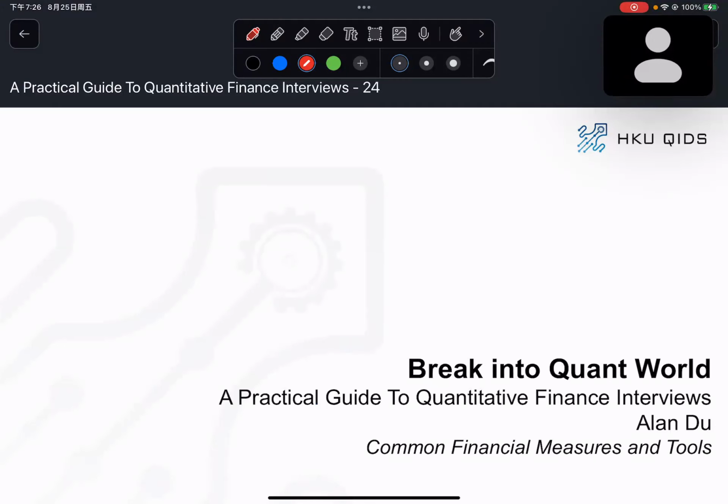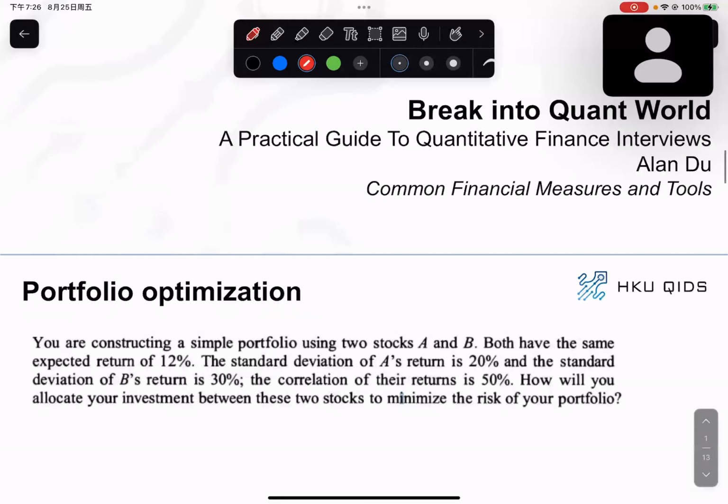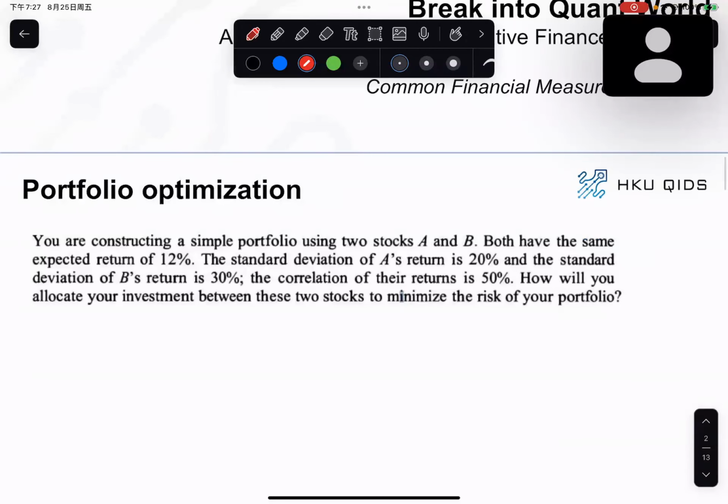Today, we are going to talk about the common financial measures and tools, basically a wrap up, trying to complete our whole chapter about financial derivatives and structured tools. It is also going to be our second last lecture. So let's first begin with portfolio optimization. Portfolio optimization is a very common topic. If you go to a business school course, it's one of the very first things you are going to learn. Let's discuss that.